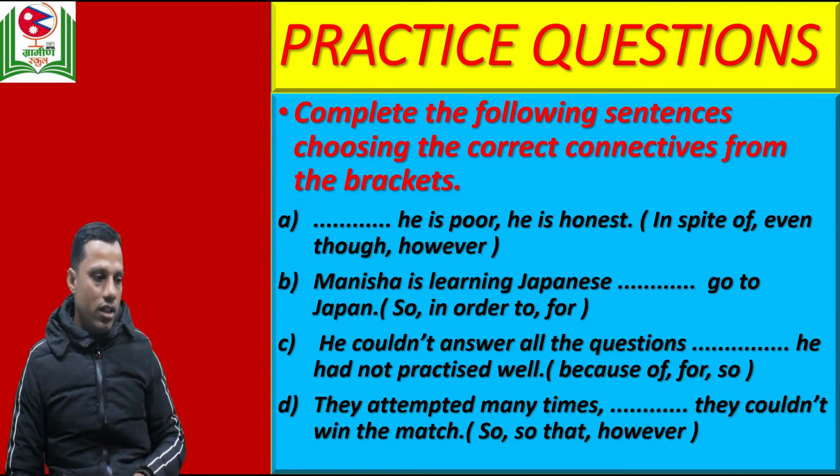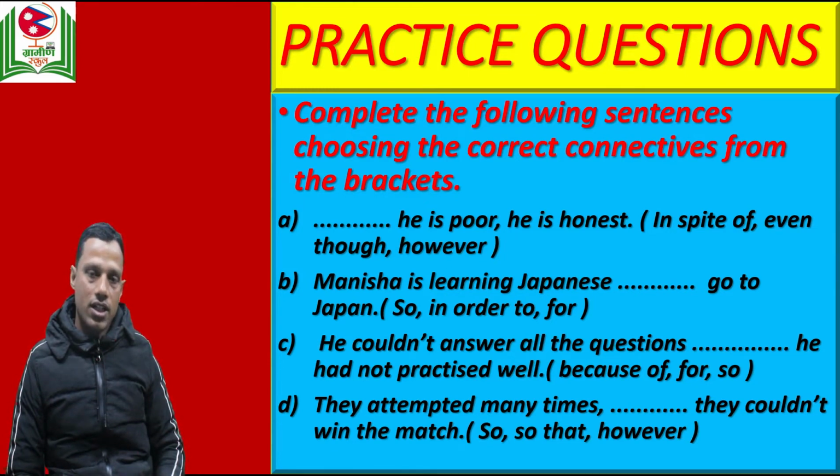Okay, number A, we have, he's poor, he's honest. Can you guess which connective is suitable for this sentence? Yes, we have the options in spite of, even though, however. First of all, notice whether there is a clause or a noun phrase after the blank space. Yes, no doubt, we have a clause there. He is poor, his subject is verb, right? So it is a clause. Now, can you guess?